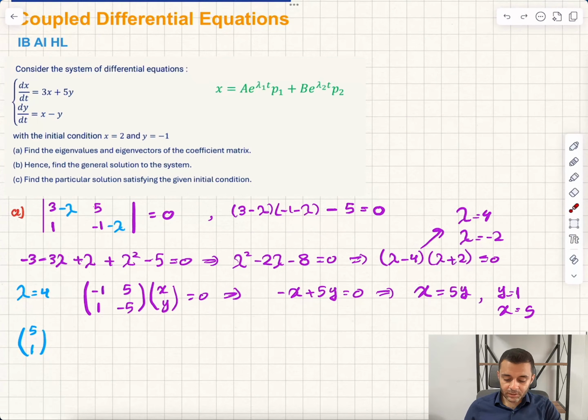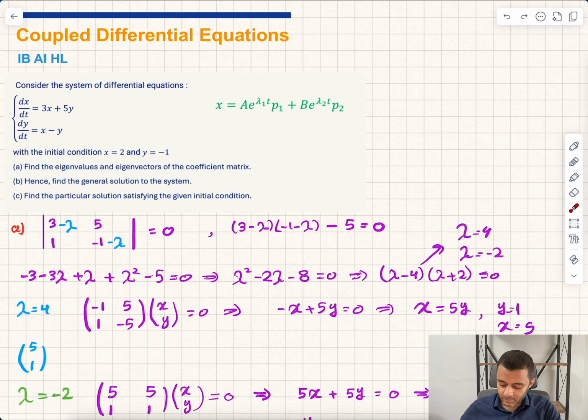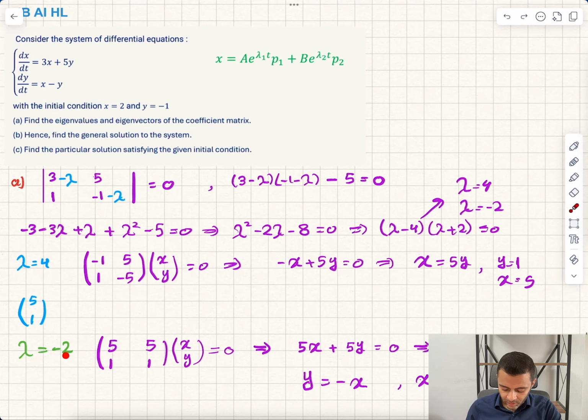Now, similarly here, we will find the eigenvector corresponding to the eigenvalue -2 in the same exact process. Here, to find the eigenvector, you replace lambda by -2 everywhere here. You will have here 3 minus -2, which is +5, 5 and 1 as they are. Here -1 minus -2 will give you +1 at the end. Also xy equals 0.